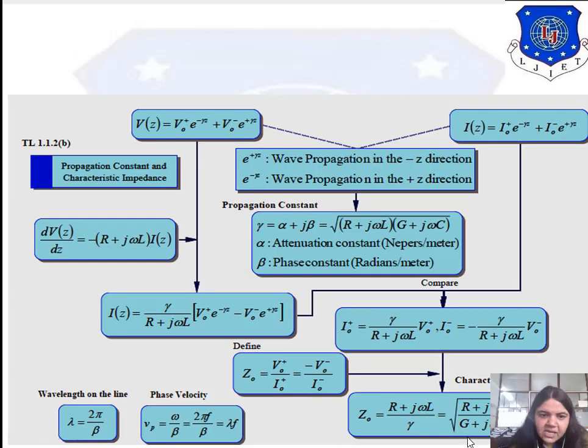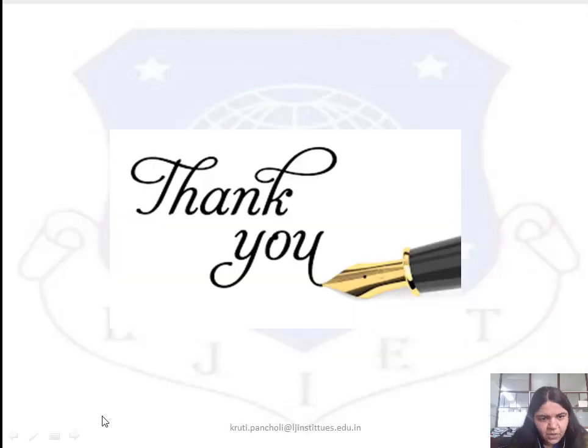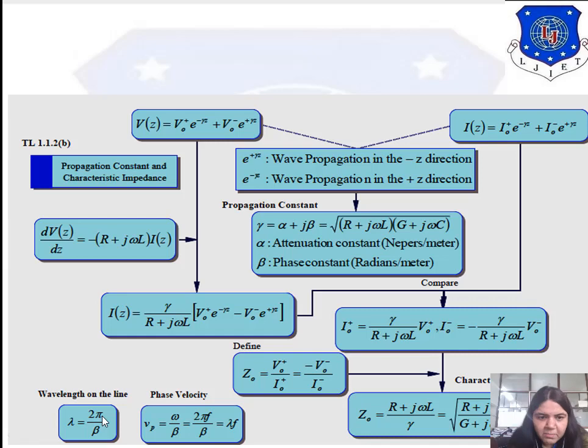We will solve examples in the next video regarding how to find the characteristic impedance. Phase velocity is omega upon beta, where omega is 2 pi f, and lambda is equal to 2 pi upon beta. So this way we can do the analysis of the transmission line equation. In the next video we will solve the examples related to this.